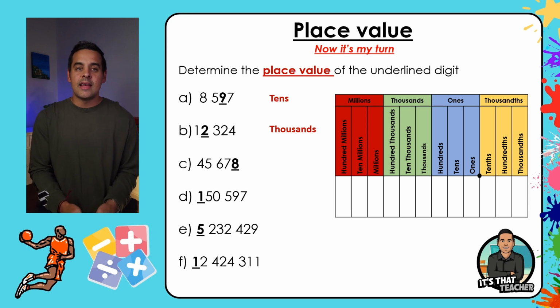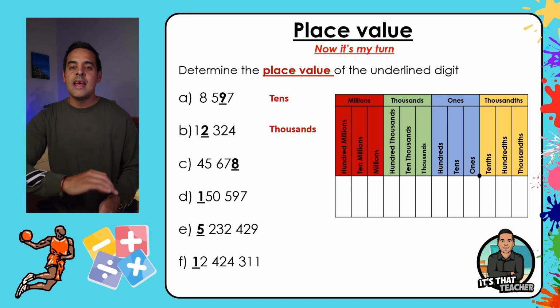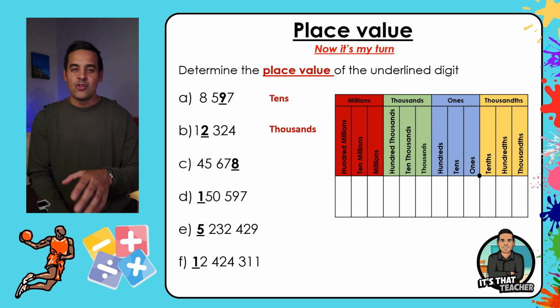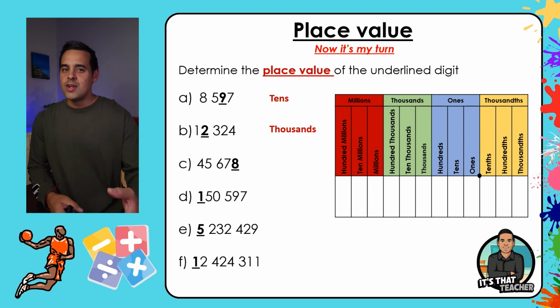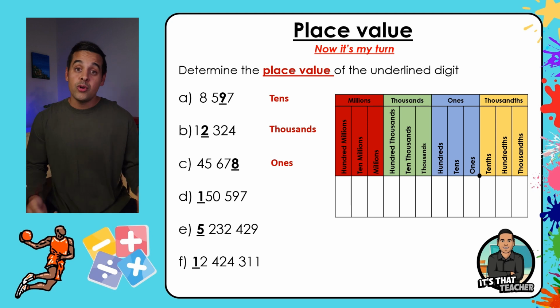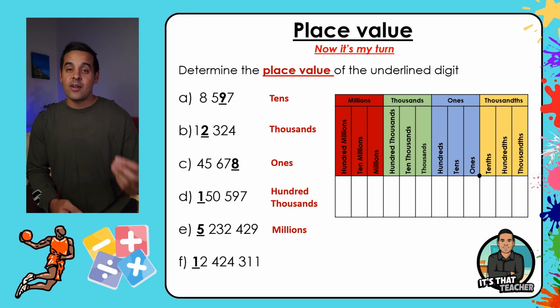Now, C, 45,678. You can see already the 8 is in the ones column. That one's really obvious because it's the last number, so it has to be in the ones column. Another name for the ones column is units column. Some countries might use units, some countries might use ones, depending on where you live. So ones or units, it's the same thing. That would go in the ones or units column. D, 150,597. The 100,000 would go in the hundreds of thousands column.